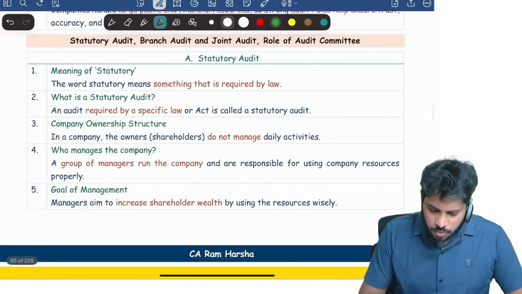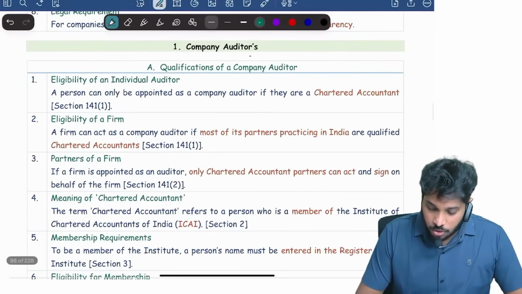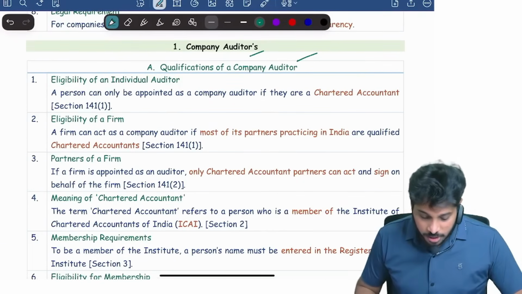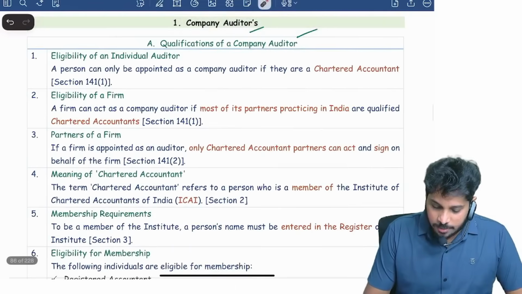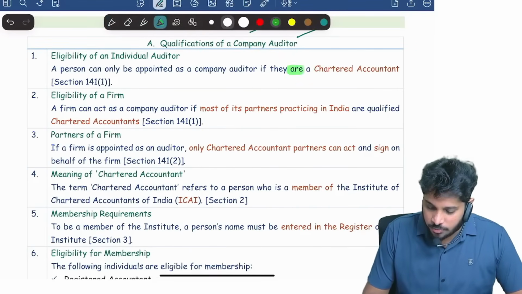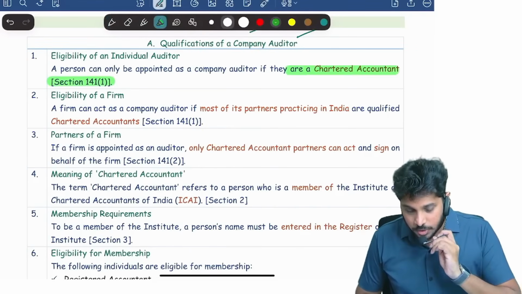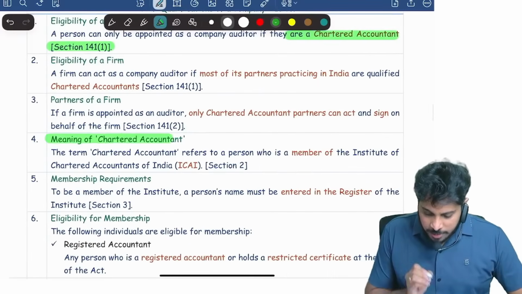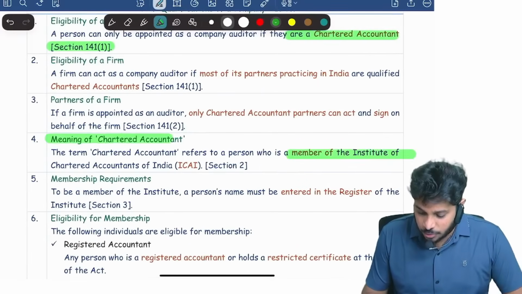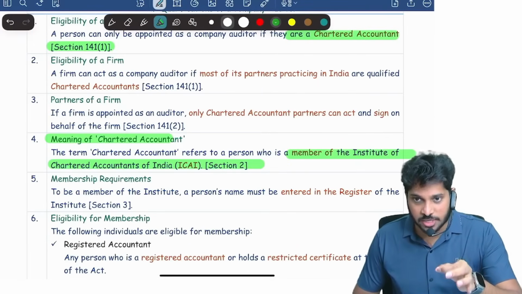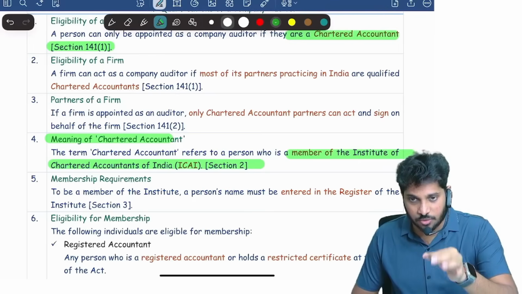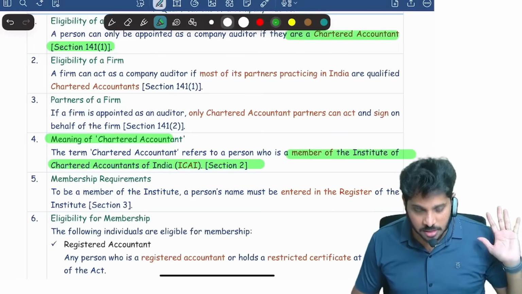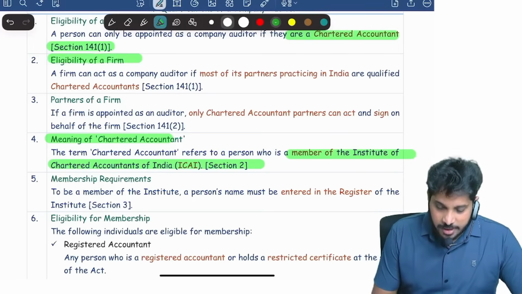Now, what are the qualifications of the financial auditor? Who can be the company auditor? A person can be appointed as an auditor only when he is a chartered accountant. Now what do you mean by a chartered accountant? A person who is a member of the Institute of Chartered Accountants of India and having certificate of practice is defined as chartered accountant. Clear?